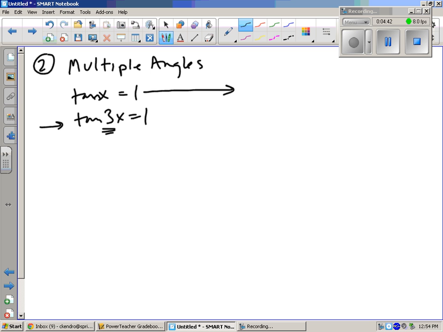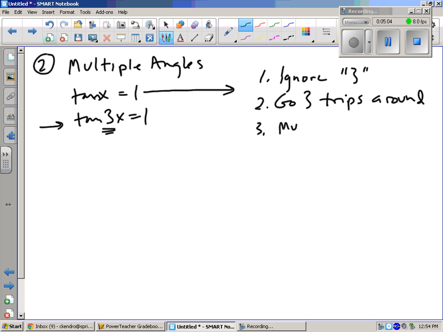So there are 3 little mini steps that you have to do to solve these multiple angle ones. The first one is to ignore the 3, or if it was a 2, you'd ignore the 2. The second step is you need to go 3 trips around the circle. Again, if that was a 2, you'd go 2 trips around. And then the third step is to multiply the denominator by 3. And that's the same as dividing by 3.